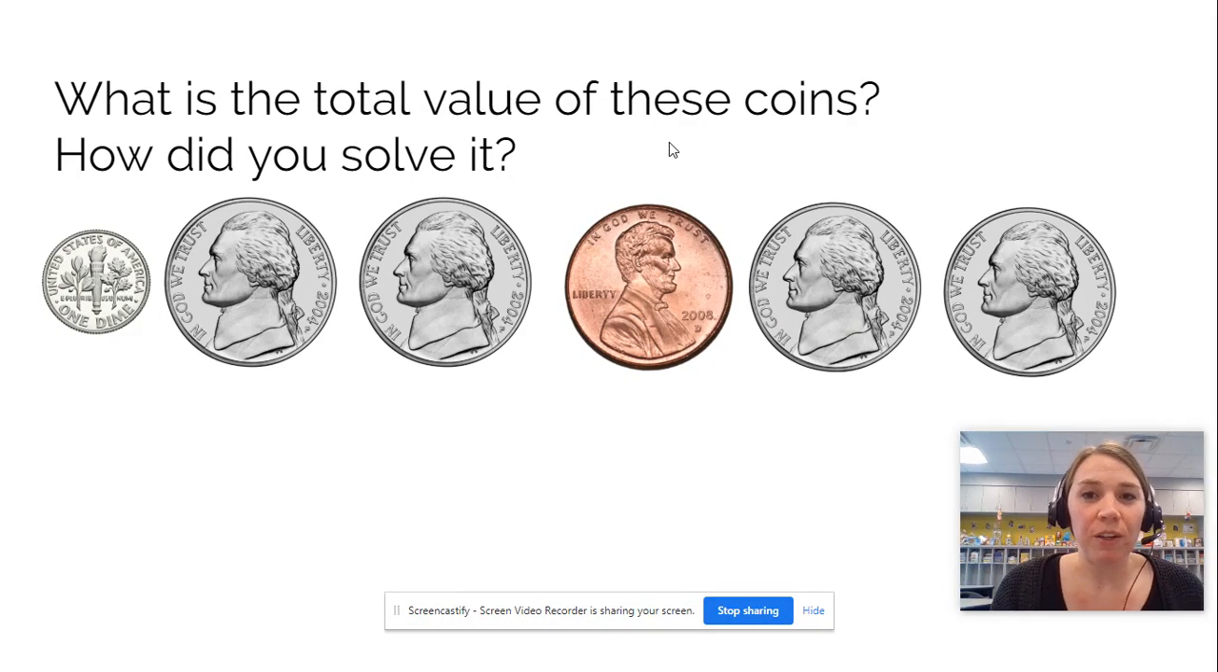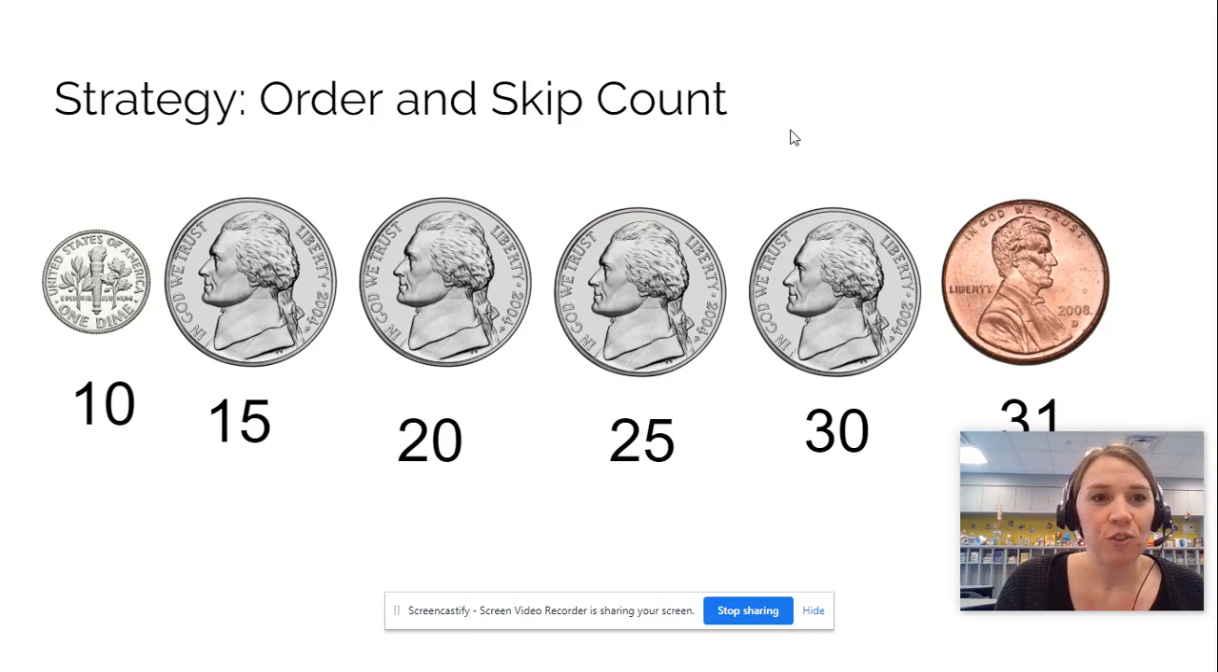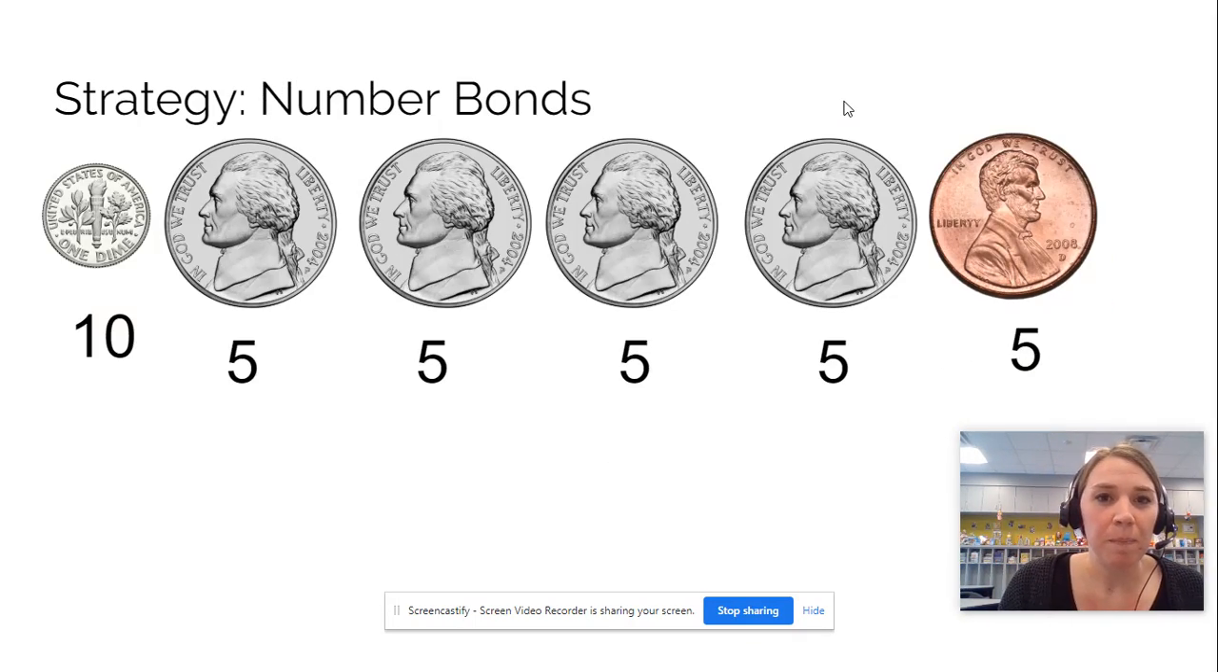What is the total value of these coins, and how did you solve it? Pause your video now and solve it on paper. Strategy: order and skip count. You could put your coins in order from the one worth the most to the one worth the least, and then count by their value. So a dime is worth 10, and jump by 5 to get to 15, by 5 to get to 20, by 5 to get to 25, by 5 to get to 30, and then jump only by 1 because a penny is worth 1 to get to 31.